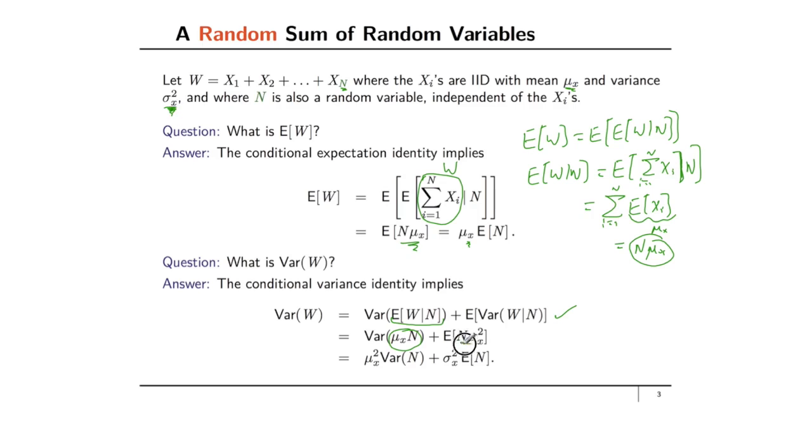And so we get n times sigma x squared here. Now, the variance of mu x times n: mu x is a constant, so it comes outside the variance as a square, and we're left with mu x squared times the variance of n. And over here, sigma x squared is a constant, and it comes outside the expectation, and we're left with the expected value of n. So that's how we compute the variance of w.